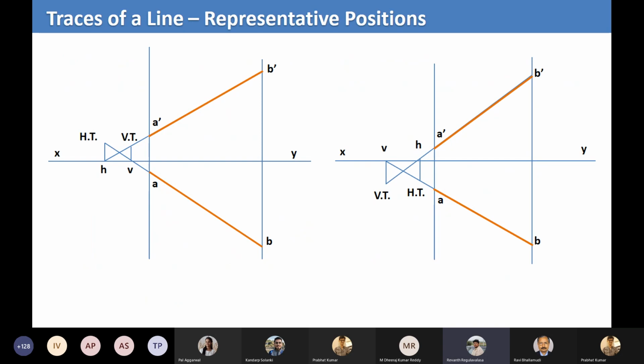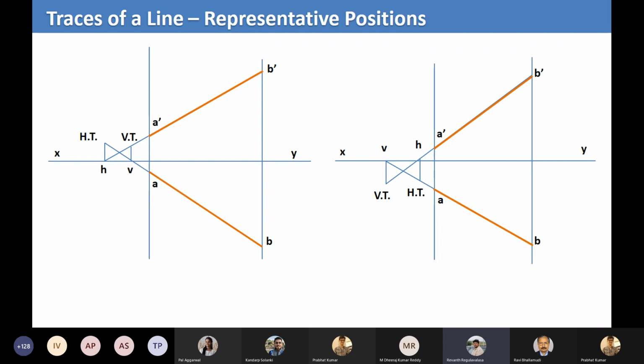So it's one more example. We have projections. One is the front view, one is the top view. Which one is the front view? A dash B dash is the front view, and AB is the top view. Now to get traces, the first thing we need to do is extend the actual line. But here we have only projections. So let us start and extend the projectors only. We have extended A dash B dash. It will meet the XY line at some point.